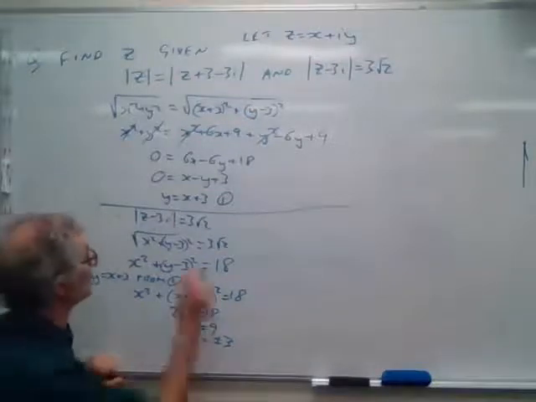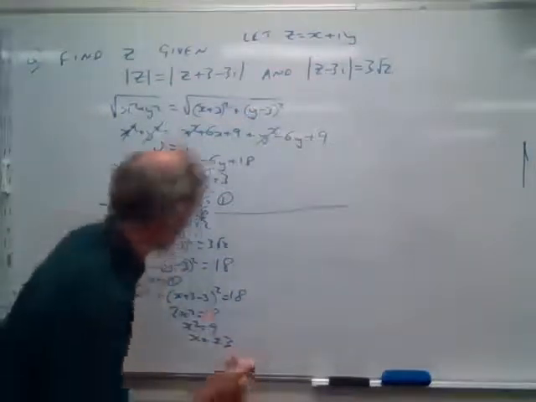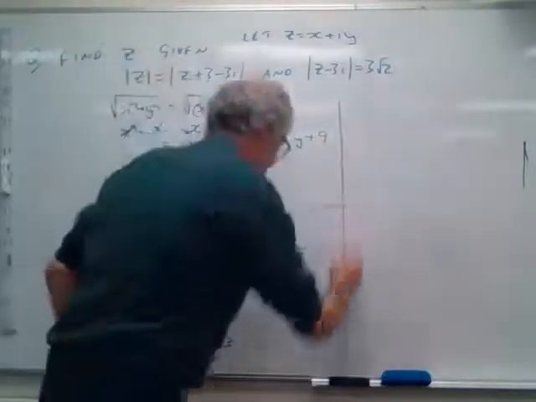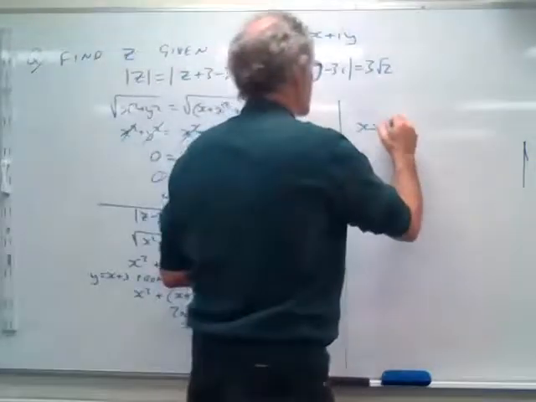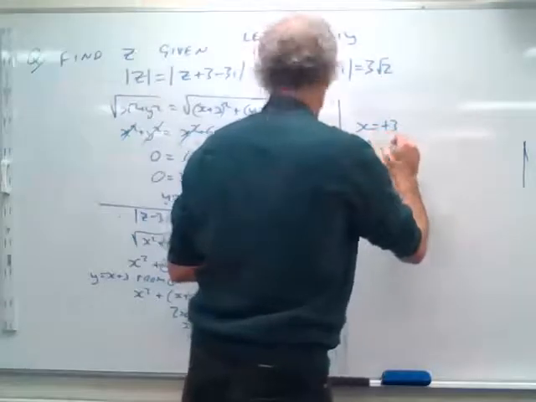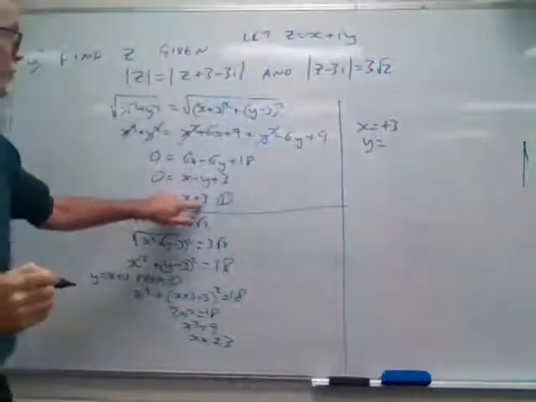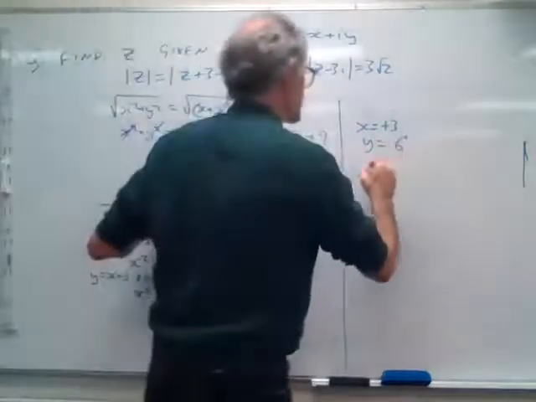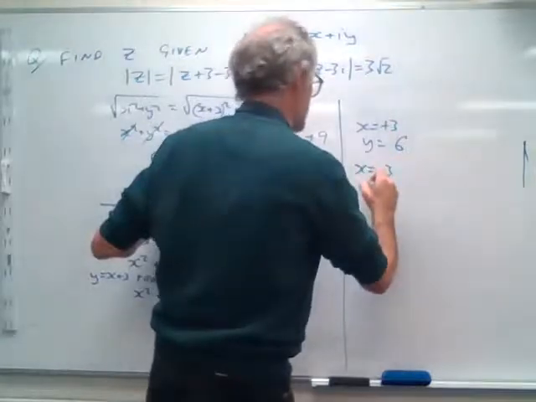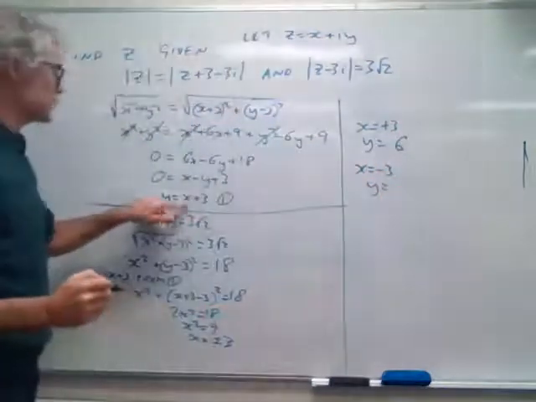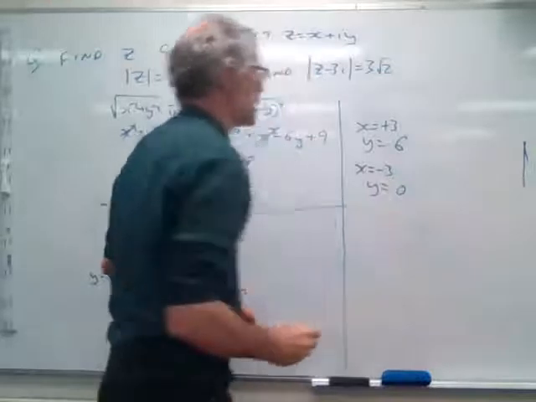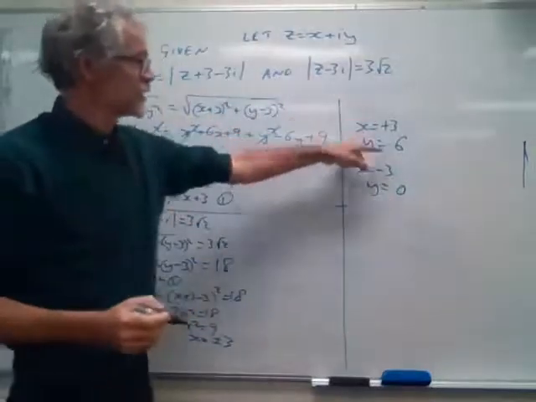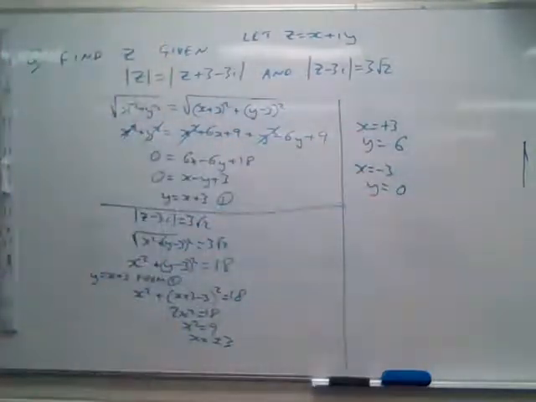Right, from that we can work out our two y values. x equals plus 3, y equals x plus 3, 3 plus 3, which is 6. x equals minus 3, y equals minus 3 plus 3, which is 0. We've got two solutions. We've got (3, 6) and (minus 3, 0).